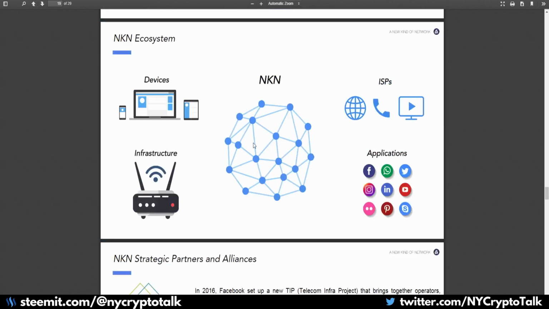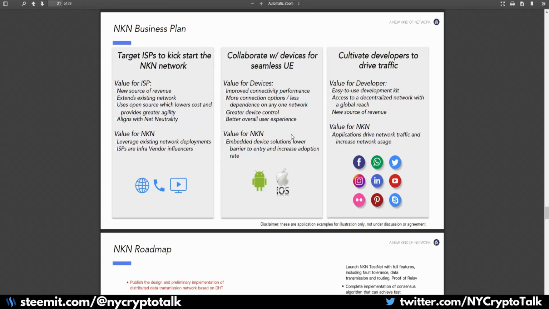You have your NKN network here, the different types of devices that can connect to the NKN network, infrastructure, which includes routers. Then, of course, you have your traditional ISPs, and then all the applications which will then route through the NKN network. So this is their business plan.